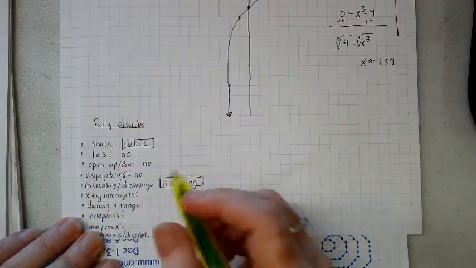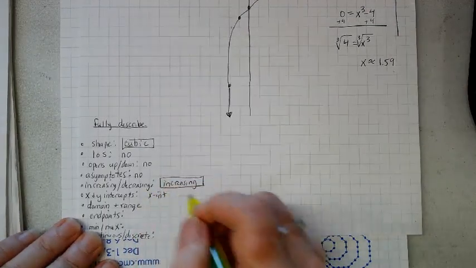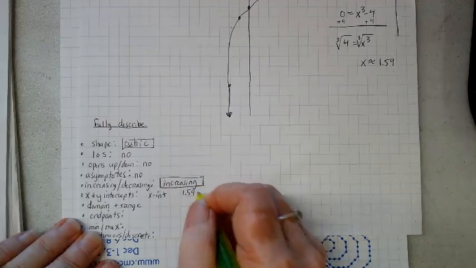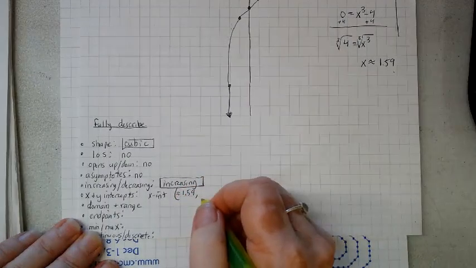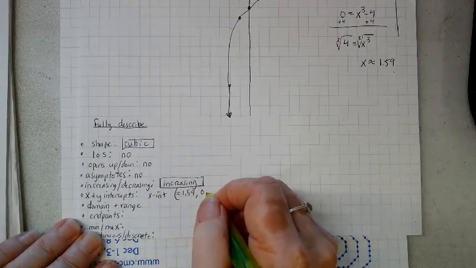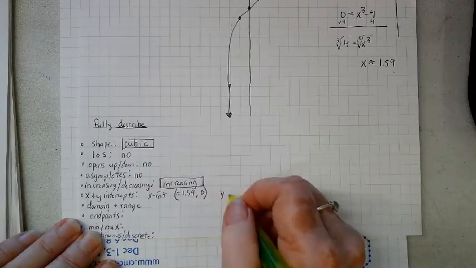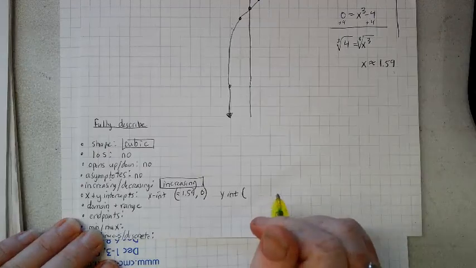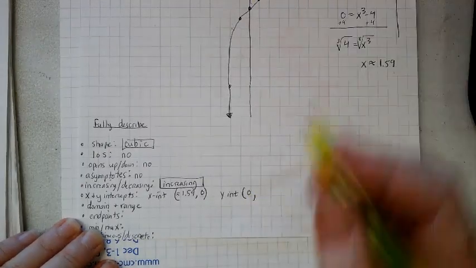X and y intercepts. The x-intercept is about 1.59, so 1.59 comma 0. The y-intercept is 0 comma -4.